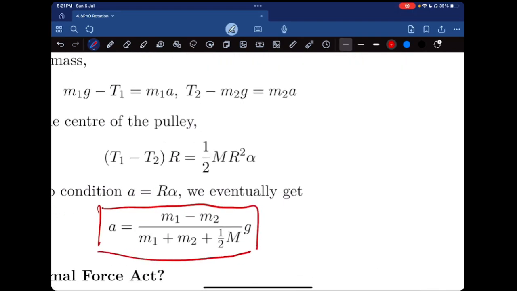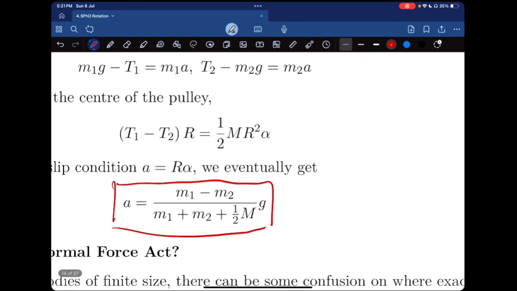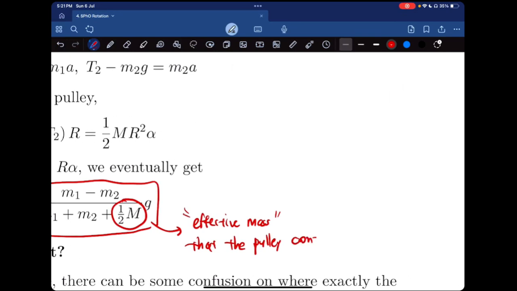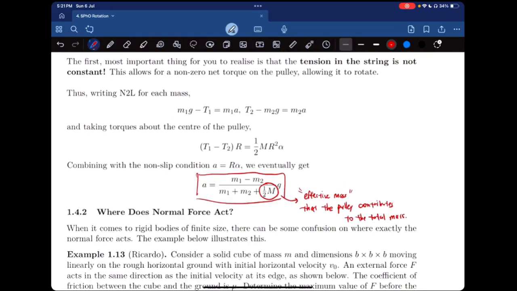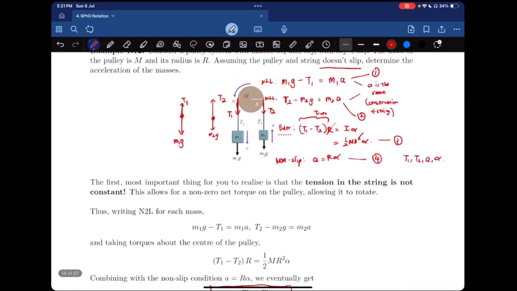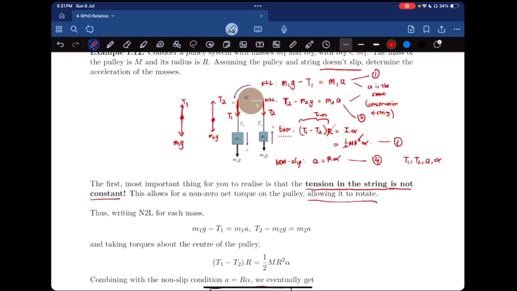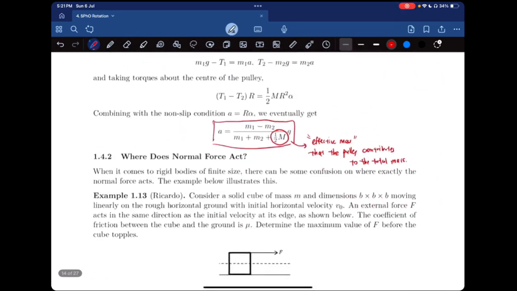Now you see that this kind of looks like a normal simple pulley, except you have this extra term here. So this is actually kind of like an effective mass that the pulley contributes to the total mass. You can think about it this way. So yeah, this is quite simple. Just remember that tension in the string is not constant to allow the pulley to rotate. So yeah, this is on massive pulleys.